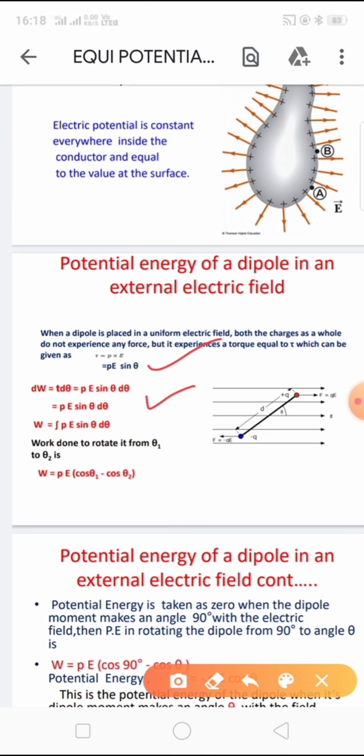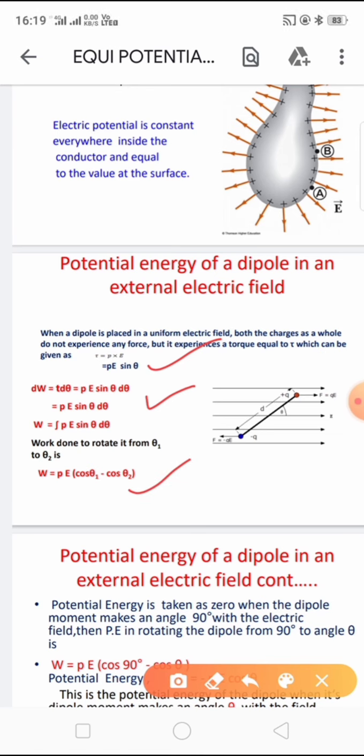Now we have to find the total work done to rotate it, for example, from theta 1 to theta 2. The work done to rotate it from theta 1 to theta 2 is the integration of PE sin theta, and PE can be taken outside. The integration of sin theta is minus cos theta. So putting the limits theta 1 and theta 2, you have W is equal to PE (cos theta 1 minus cos theta 2).